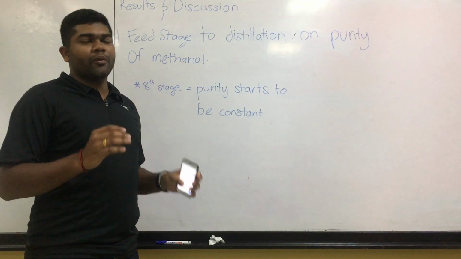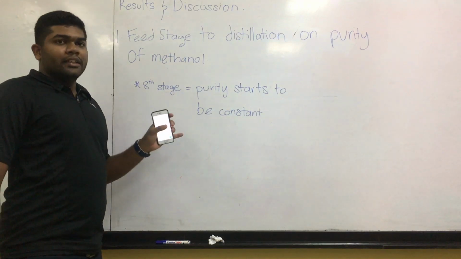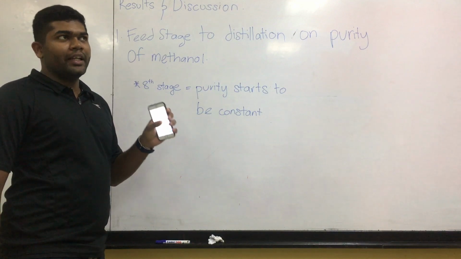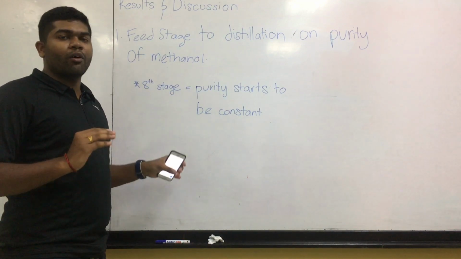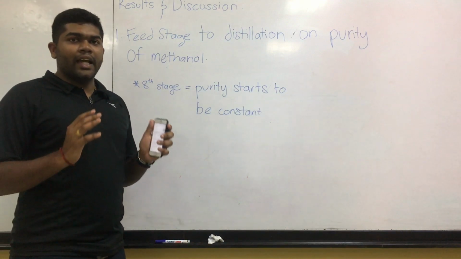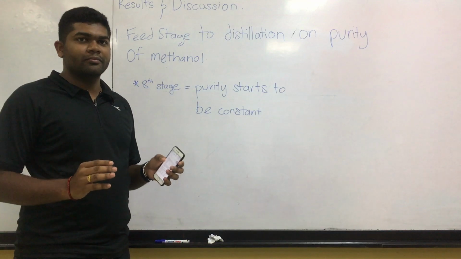The numbering starts from top to bottom, and we found that as the stages increase, the purity increases, but it starts to become constant at the 8th stage. So we concluded here that the 8th stage will give us the highest purity of methanol.